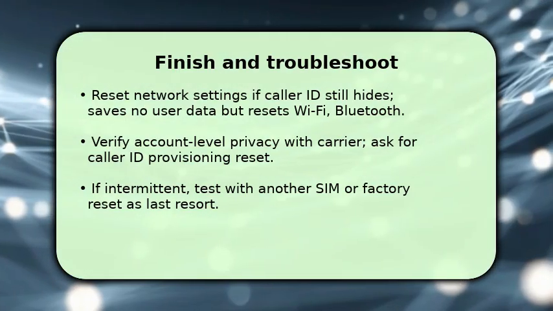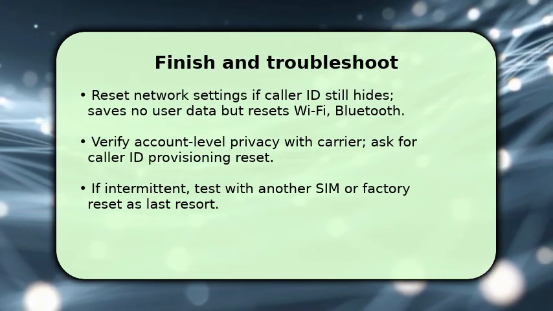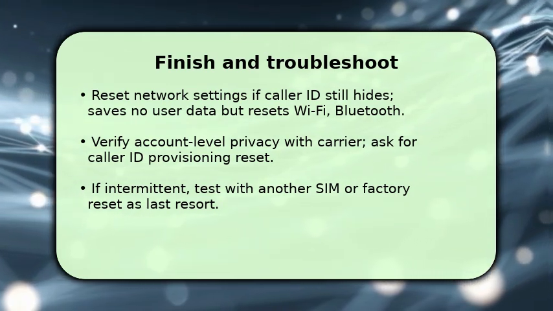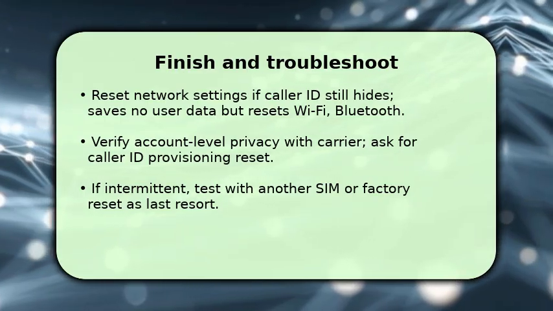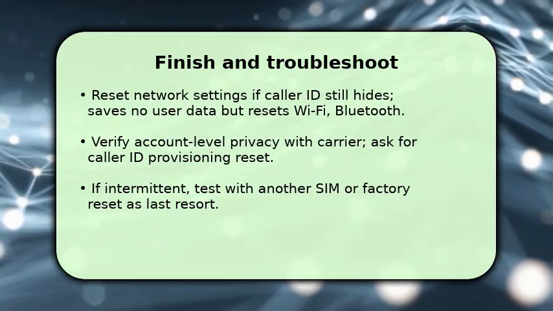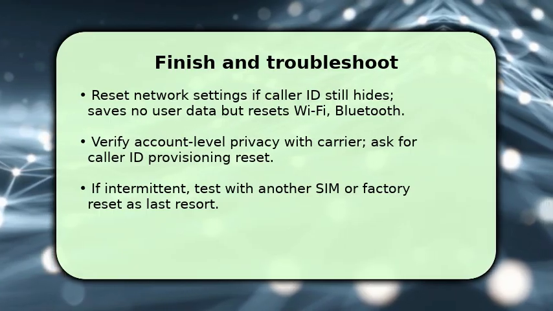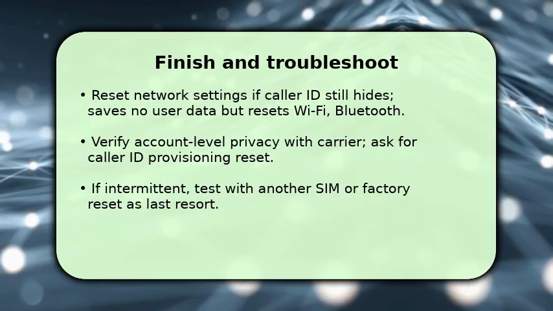You're at final steps. Perform a network reset to clear lingering configuration. This won't erase personal files, but will reset Wi-Fi and Bluetooth. After the reset, re-enable caller ID showing in phone settings and test calls. If problems persist, ask your carrier to check account provisioning and request a caller ID service reset. Sometimes privacy flags live on their side.